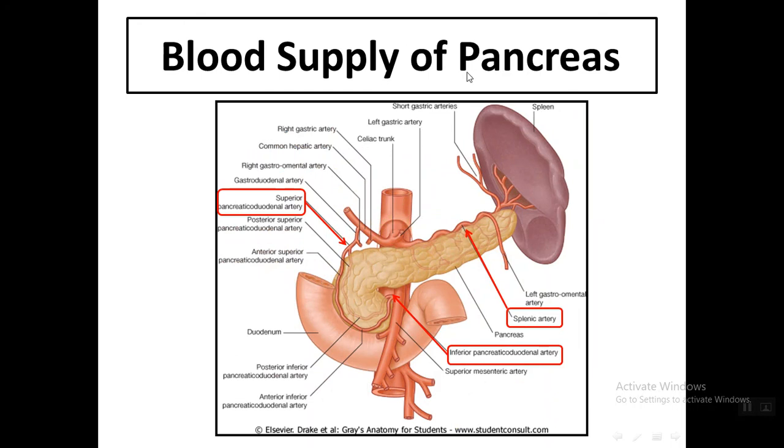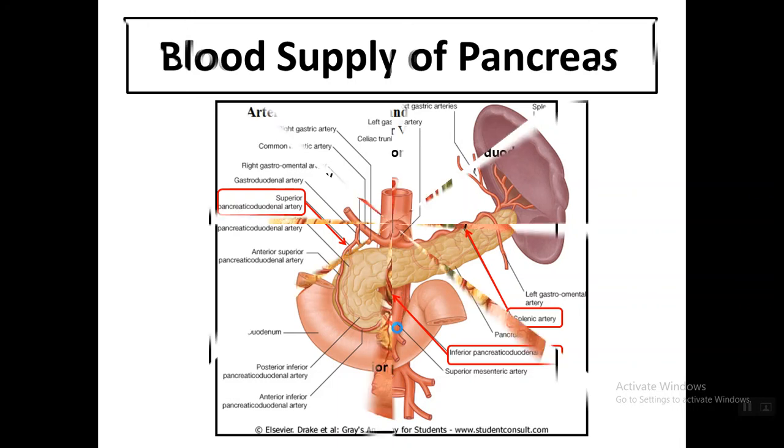What is the blood supply of the pancreas? It is derived from the celiac trunk and the superior mesenteric artery. We have the superior pancreatico-duodenal artery that is derived from the gastroduodenal artery, which is a branch from the common hepatic artery. This is the superior pancreatico-duodenal artery. And we have an inferior pancreatico-duodenal artery, a branch from the superior mesenteric artery.